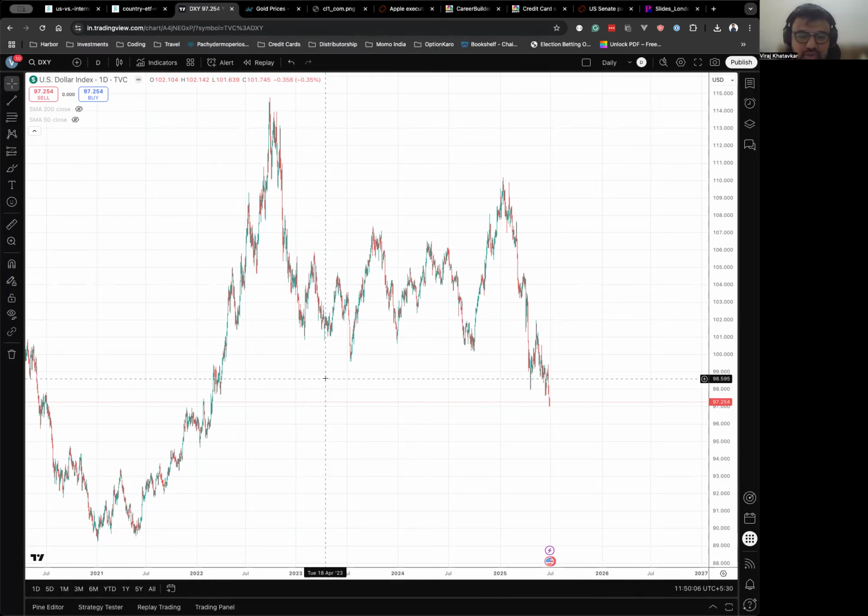But really, it's interesting. The correlation between DXY and emerging markets and European markets is very high. So if DXY keeps on falling, there is a very high chance that emerging and other developed markets than the US might actually outperform the US. So yeah, let's see what happens.